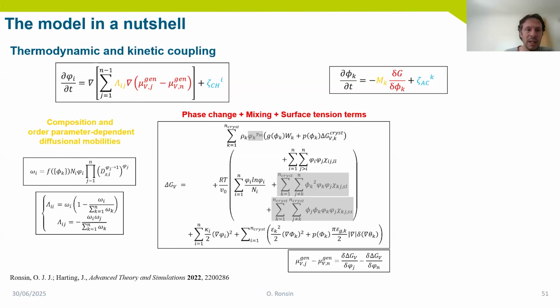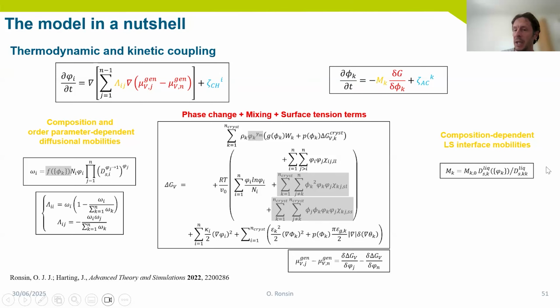The mobility coefficient in the Cahn-Hilliard equations, here again, I just want to emphasize that they become order parameter dependent. Of course, your diffusion coefficients are now much lower in general in crystals as compared to the amorphous phase. And in the Allen-Cahn equation, the mobility coefficient, which fixes basically the crystallization rates, here also becomes dependent on the diffusivities in the materials.